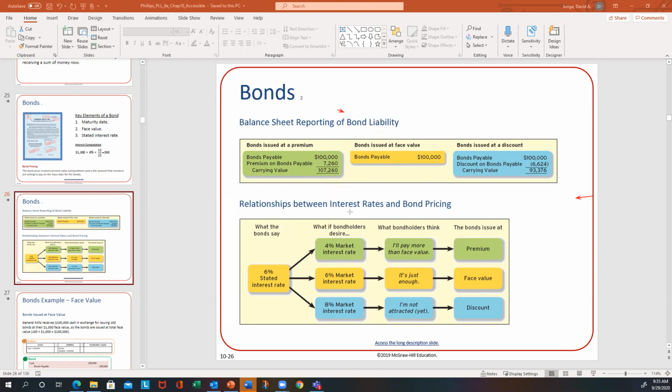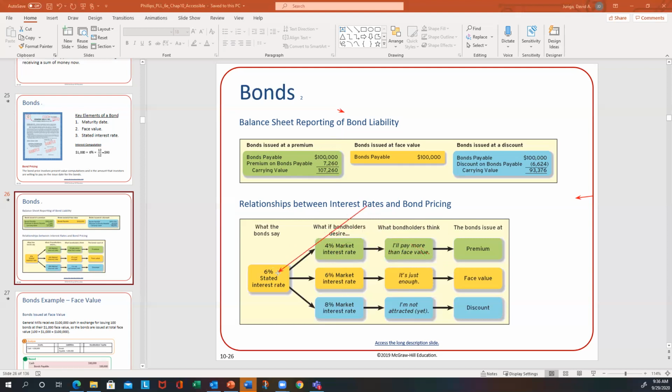So the first scenario would be like if the stated rate of the bond is 6% and the market rate's 4%. If our bonds are paying more than the market, that is pretty good. And so bondholders are willing to pay a little bit more for your bonds because they're going to get more return. So that would be called a bond premium. If the stated rate of the bond is equal to the market rate, then that's going to be what they call a face amount bond because it's the same as the market.